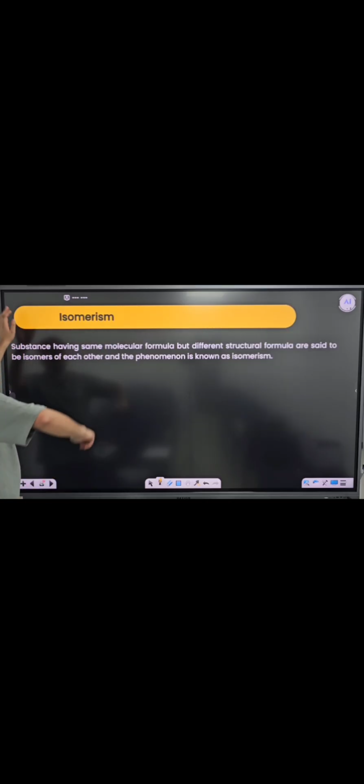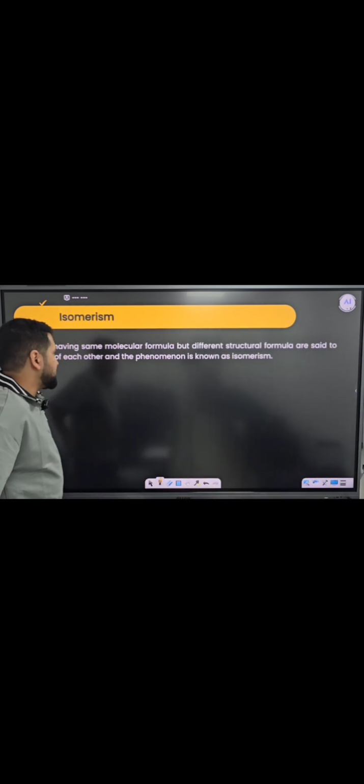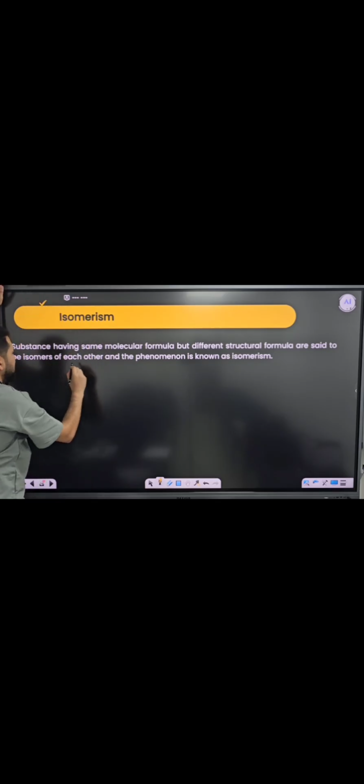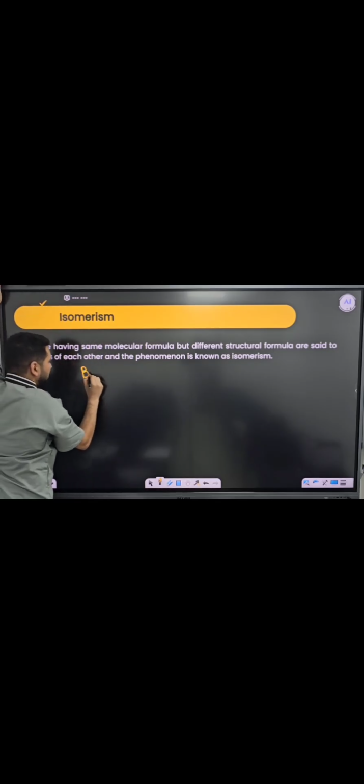Let's discuss the case of isomerism. What do you mean by isomerism? Substances having same molecular formula but different structural formula are said to be isomers of each other, and the phenomenon is known as isomerism. What does it actually mean? Try to understand. Guys, for example, if I talk about simple butane, butane is C4H10. Let's try to draw the structure of butane.